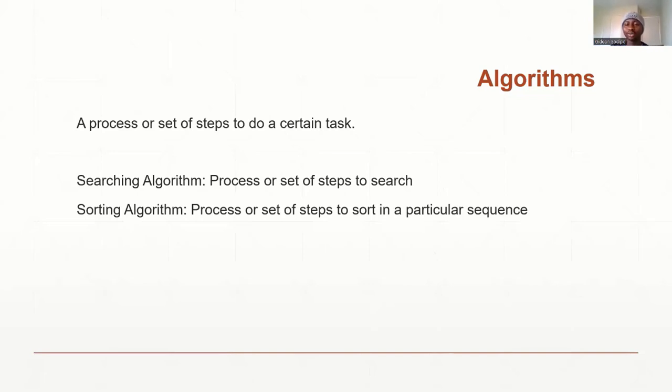Similarly, when we work with data structures, we need to perform a set of steps to do those tasks. So that's where algorithm comes into the picture. Algorithms are nothing but a set of steps to do a certain task. If I talk about a searching algorithm, it means a set of steps to search something efficiently. Whenever I talk about a sorting algorithm, it means to sort certain elements in an order efficiently. So that's where we use algorithms.